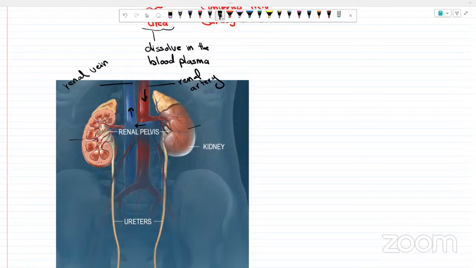This is the sphincter and cortex thing. It doesn't matter, it was not in our syllabus.